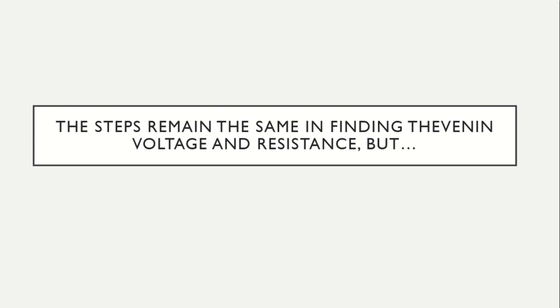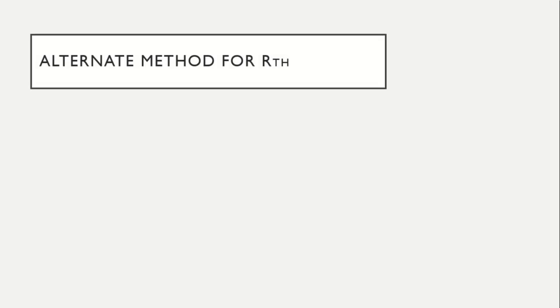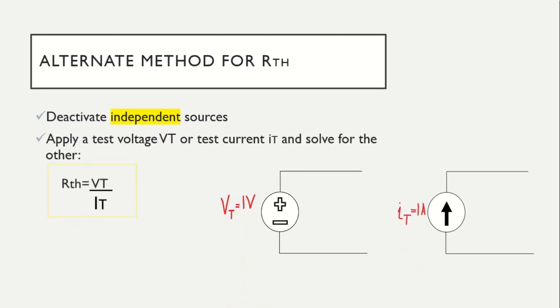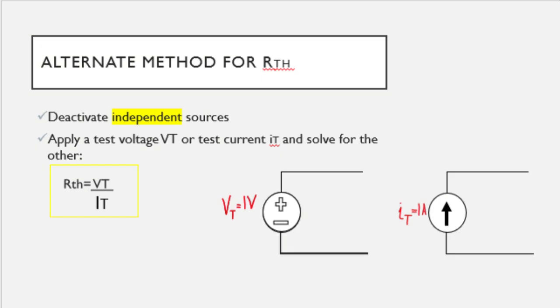As for dependent sources, the steps stay the same in order to find the Thevenin voltage and resistance. However, the alternate method to find R Thevenin is going to change. So we are going to deactivate independent sources, but also we're going to apply a test voltage or a test current across the terminals A and B, and we let them equal to a known value in order to solve for the other, and then while applying Ohm's law, we can find our R Thevenin.